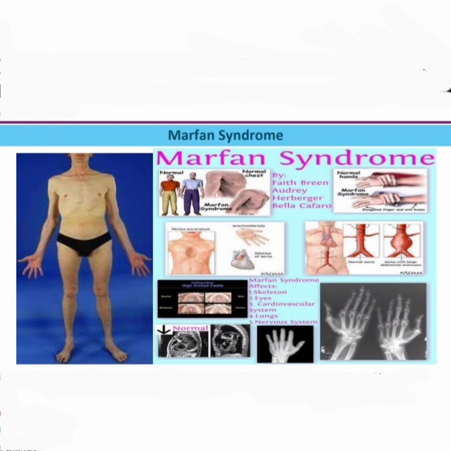Investigation and diagnosis: genetic testing, fibrillin gene on chromosome 15, lab is nothing. Imaging: spine X-ray, MRI because of dural ectasia, echo for aortic root dilatation or mitral regurgitation. We can do chest X-ray plus formal hearing assessment, slit lamp examination for lens dislocation, that is upward and inward.